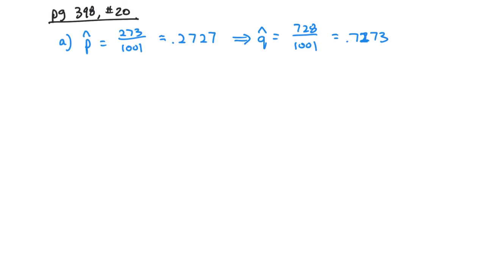Part B says, well, actually, just to make it clear, this is the point estimate for P. They didn't ask us to do this for part A, but we're going to need Q hat, so I'm just getting it out of the way. But this is the point estimate for P, right? So then part B says, find a 95% confidence interval for P. Give a brief explanation of the meaning of the interval.